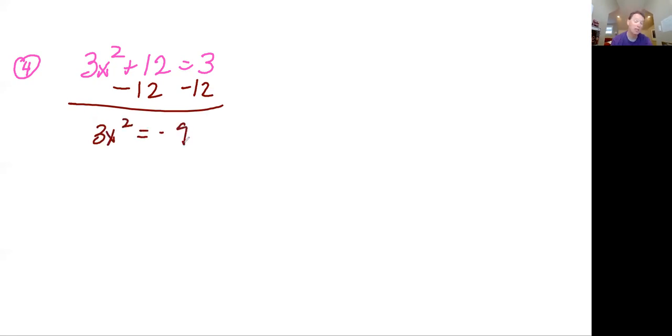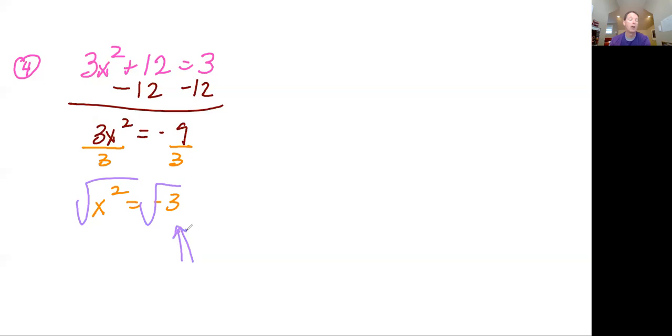It's cool because 3 goes into 9. Some of you right now already know that this is not going to work. But for everybody else, let's go through this. Divide by 3, divide by 3, x squared equals minus 3. Okay? We've done what we needed to do, right? We got rid of all the stuff that wasn't the x squareds. Now all we have left is x squared. Now we can take square root.